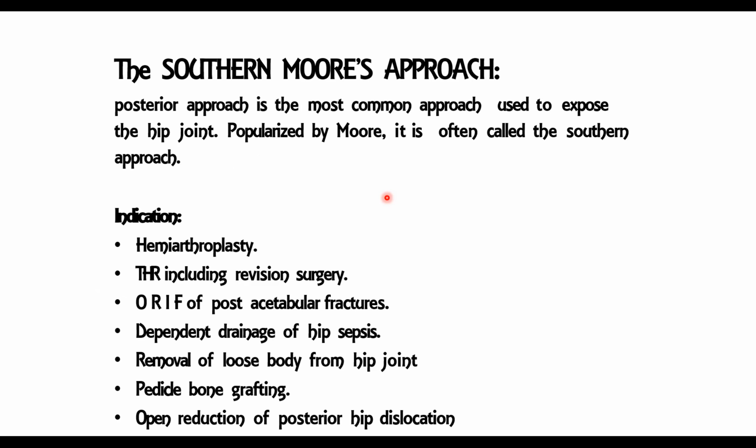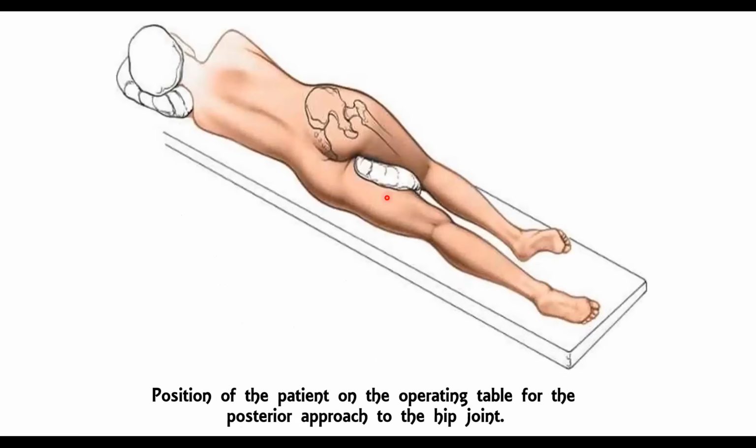Anyone asked hip septic arthritis, which approach? Anterior approach. This is a dependent drainage of hip sepsis. Other indications: removal of loose body, pedicle bone grafting, open reduction of posterior hip dislocation. What we have talked regarding these hip preservation surgeries, you can't dissect everything that you see.